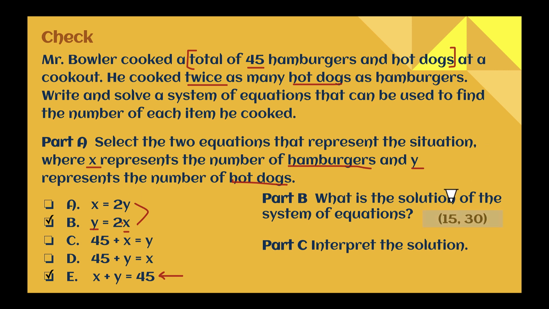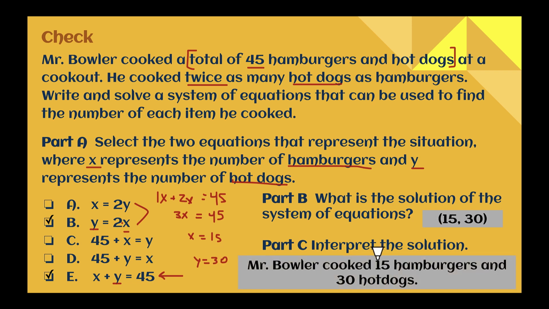What is the solution? You should have found 15 and 30. To get that, let's use substitution. If Y equals 2X, I'm going to plug in that for Y. So I have X plus 2X down here. I plugged it in, equals 45. X plus 2X is 3X. Remember, there's a hidden 1 here. 3 times something is 45, so X must be equal to 15. If X is 15, multiply that by 2 to get Y, so Y must be twice as much, which is 30. What does this mean in the context? He cooked 15 hamburgers and 30 hot dogs.